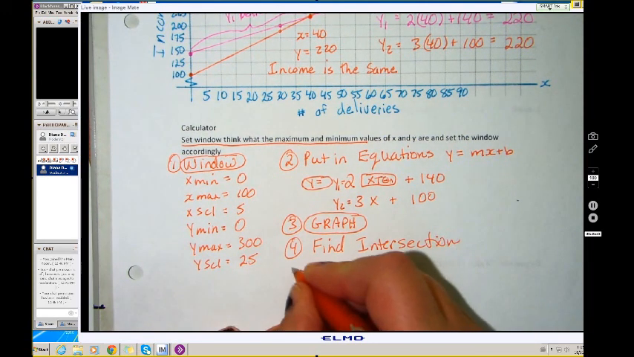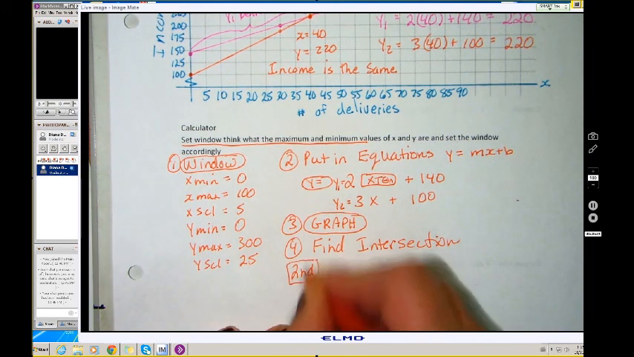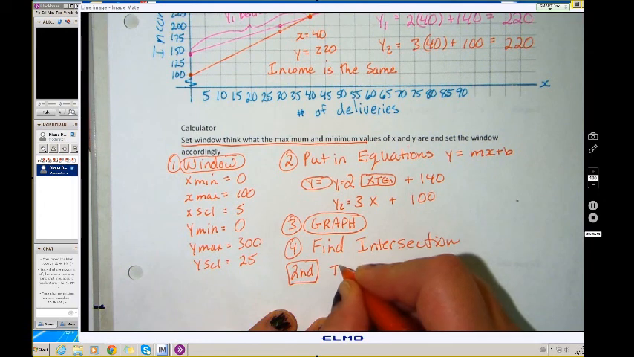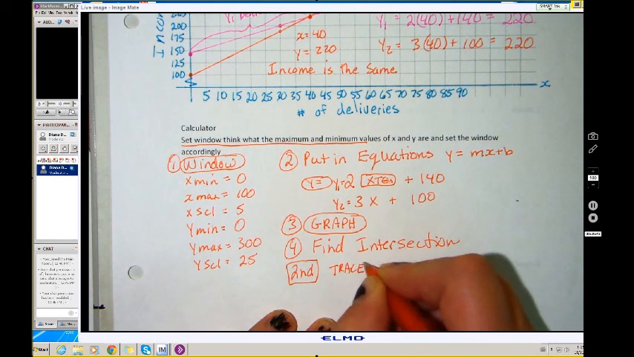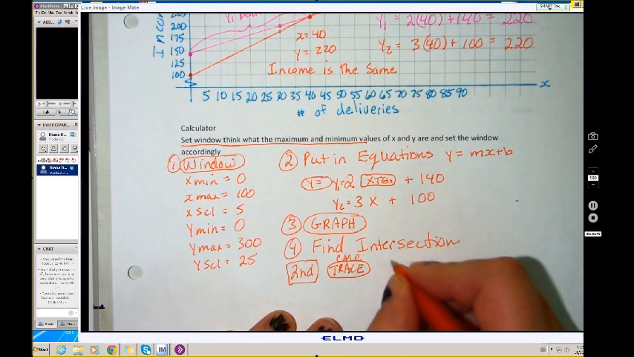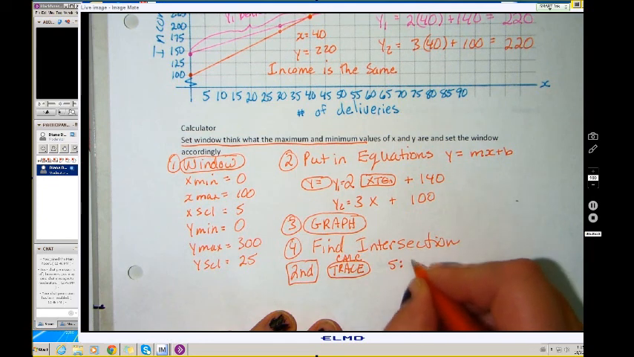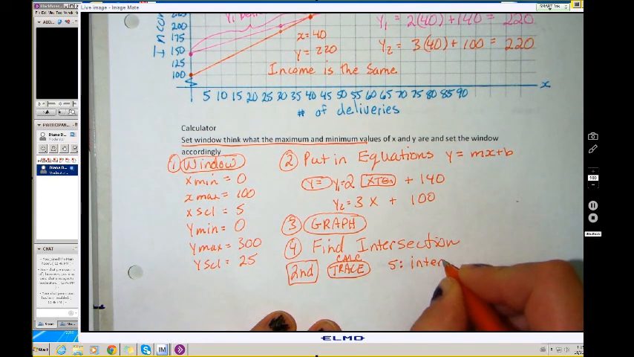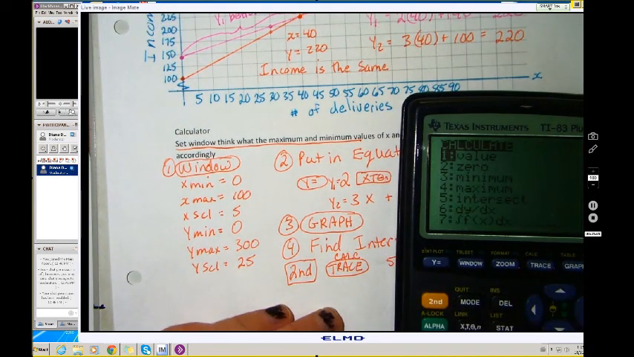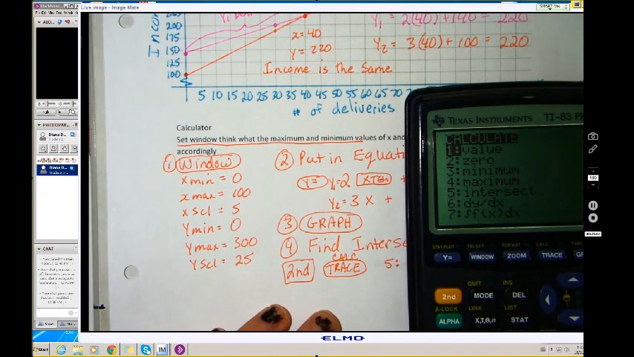So you're going to do second function, which is a button on the calculator, and then you're going to hit trace. What you're actually doing when you do that is getting the calc menu. And then number 5 is called intersect. So if you do second function calc, number 5 is intersect. So we want number 5. You can either push number 5 or highlight it with the arrow keys. It doesn't matter.